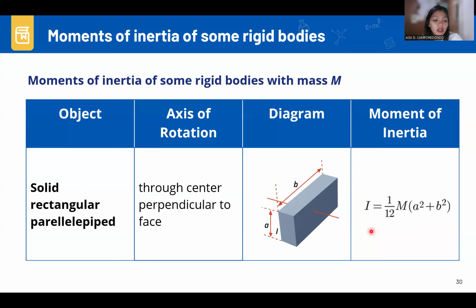Lastly, we have here the solid rectangular parallelepiped. I don't know how you pronounce that, but in this case, the axis of rotation is through the center, perpendicular to the face. This is the axis of rotation. The moment of inertia there is equal to 1/12 mass multiplied by a squared plus b squared. So a is the height and b is the width, either of the two.